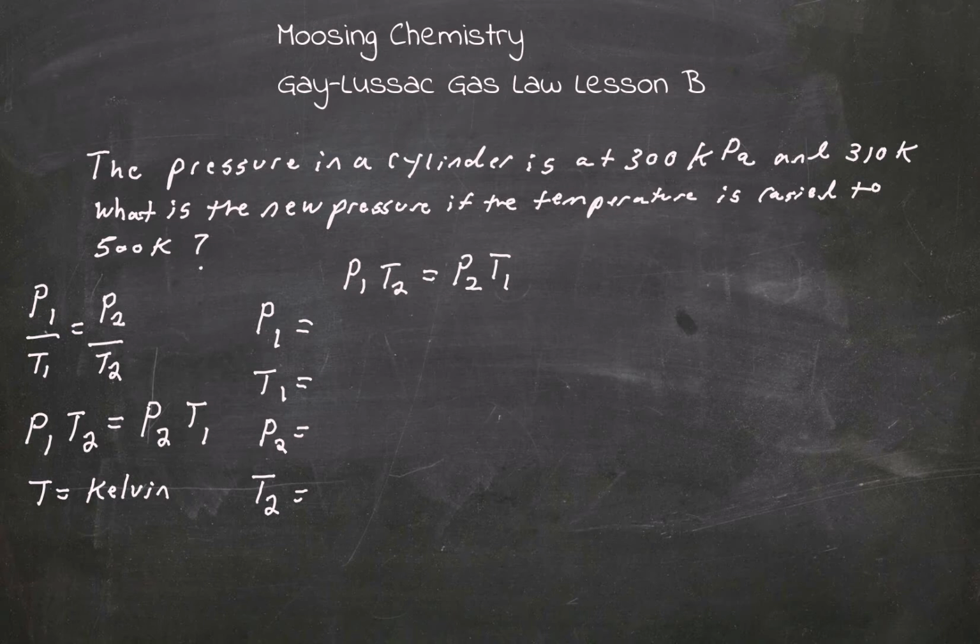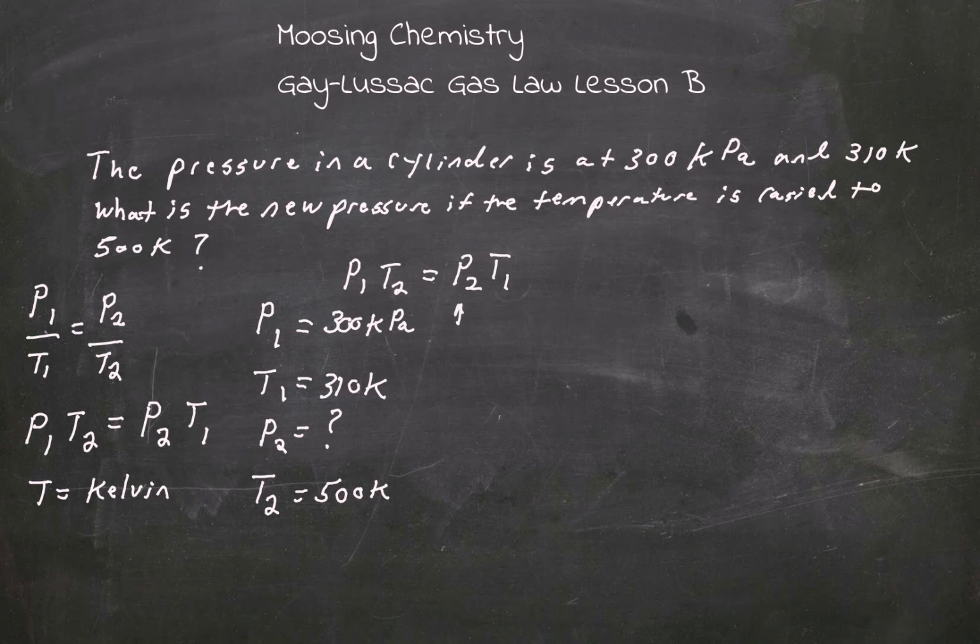All right. So anyway, what's our first pressure? Our first pressure is 300 kilopascals. And we can use kilopascals. Our first temperature was 300 Kelvin. So we don't have to do any conversion here. Our second pressure is what we're looking for. And our second temperature is 500 Kelvin. So we're looking for P2 right here.